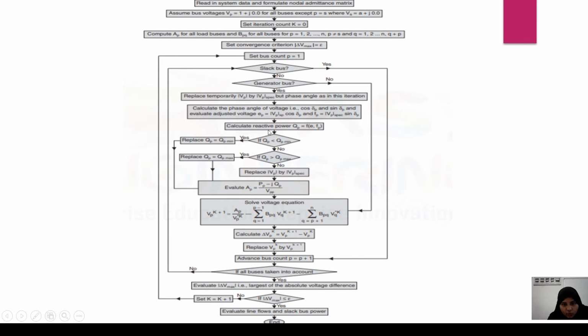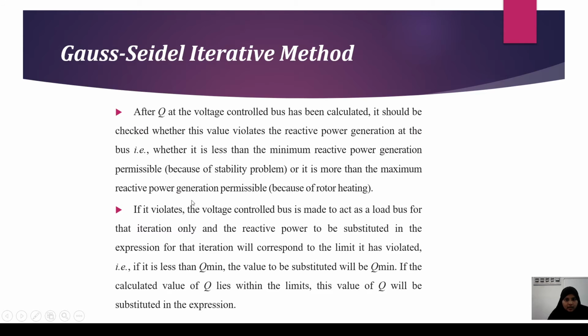Here we are checking whether QP is less than QP min or QP is greater than QP max. So we have to check that. If it violates, the voltage control bus is made to act as a load bus for that iteration only, and the reactive power to be substituted in the expression for that iteration will correspond to the limit it has violated. That is, if it is less than Q min, the value to be substituted will be Q min. If the calculated value lies within the limits, this value of Q will be substituted in the expression.